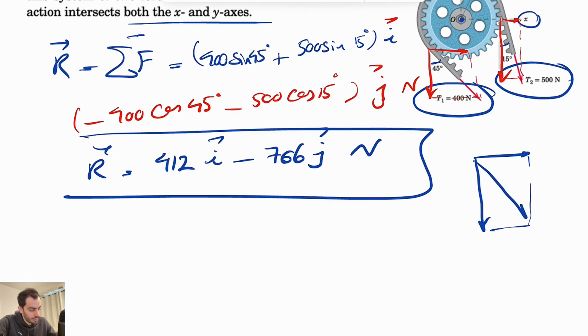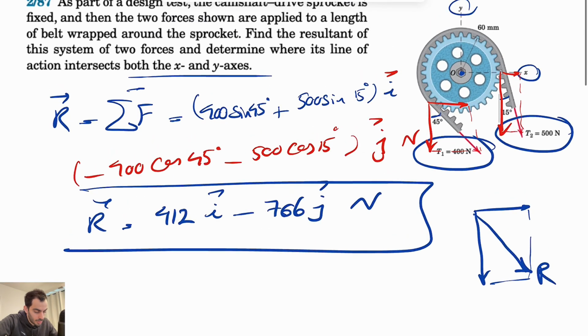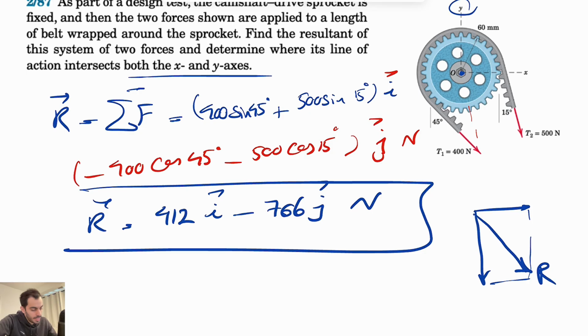Now we have to figure out if the moment of these two forces is clockwise or counterclockwise, and based on that we can decide whether our R should be below the x-axis or above, because they make two different moments regarding direction. The bottom one is going to be counterclockwise and the top one is clockwise. So let's figure that out.